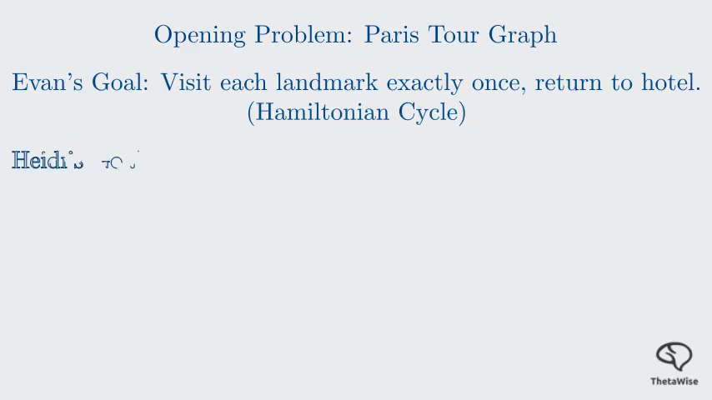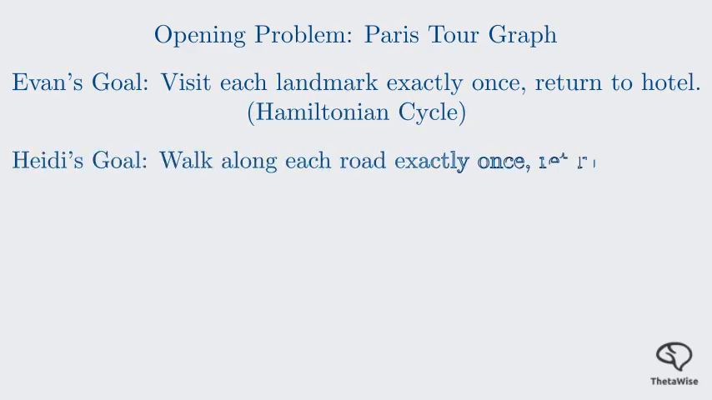Heidi's goal is different. She wants to walk along each road exactly once, also returning to the hotel. This is the problem of finding an Eulerian circuit. The fact that these two seemingly similar questions lead to very different types of mathematical problems is what makes graph theory so powerful for modeling real-world scenarios, from optimizing travel routes to scheduling complex projects.